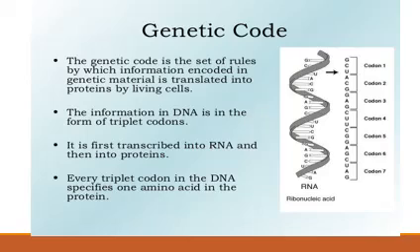The genetic information which is present in the DNA is first transcribed into mRNA and then translated into proteins. And as I told you, every triplet codon, for example codon 1, will specify a particular amino acid, and codon 2 may specify another amino acid. So every triplet codon in the DNA will specify a particular amino acid in the protein.